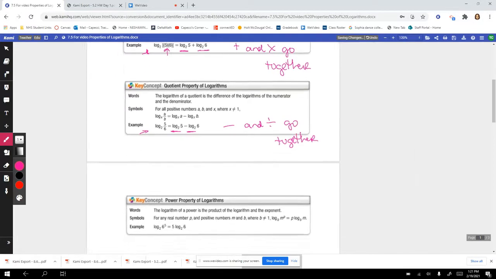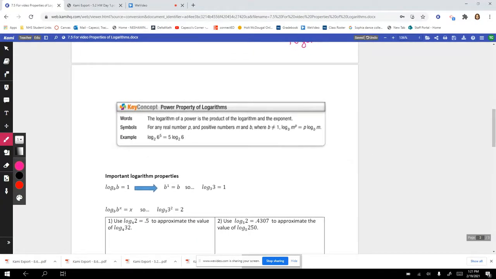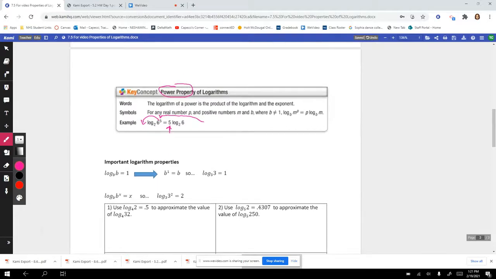All right, so let's look at a couple other things we're going to need. One thing here is the power property. If I have an exponent, so I have log base 2 of 6 to the 5th, that exponent goes up front. See what happens? We just took that 5 and put it up front, and that gives you a new expression.